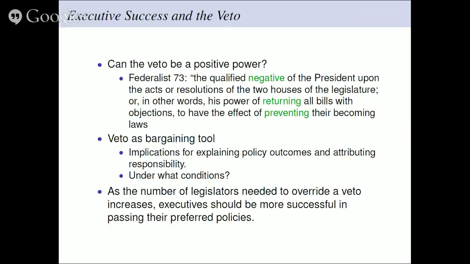So the question asked here is, do veto override requirements produce different outcomes? Do they allow the governor to actually engage in a positive action rather than just a negative one? And if so, under what conditions? The simple claim I'm going to make is that the veto override requirement structures legislative-executive bargaining, and as the veto override requirement increases, executives are going to be more successful in achieving their preferred policy.